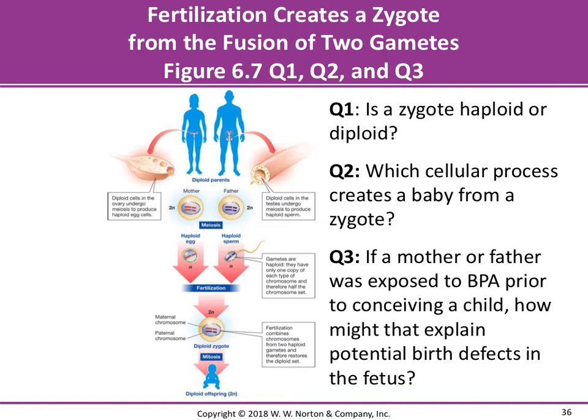So, which cellular process creates a baby from the zygote? Meiosis or mitosis? Mitosis. Okay? We've already done meiosis. We've got a zygote. The zygote is now undergoing cell division. That's mitosis.